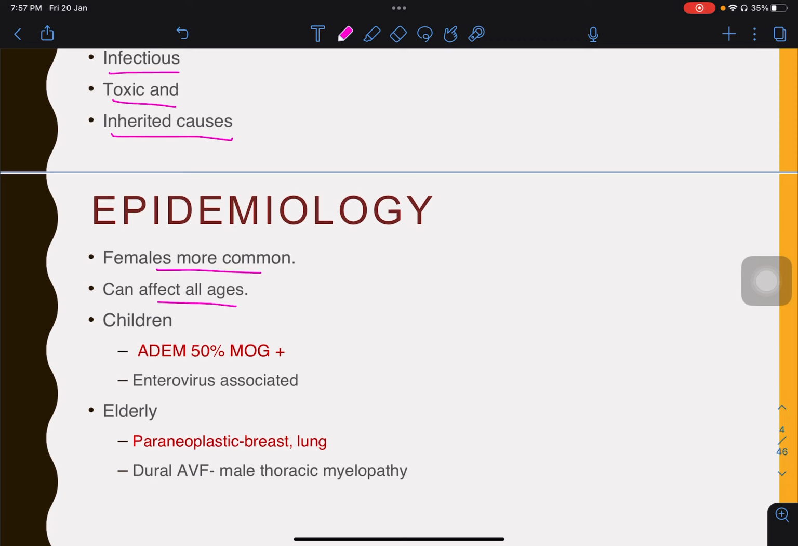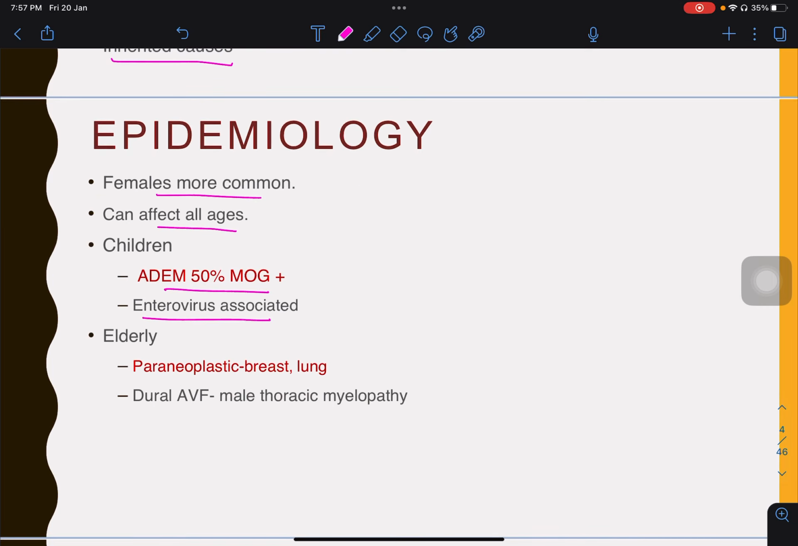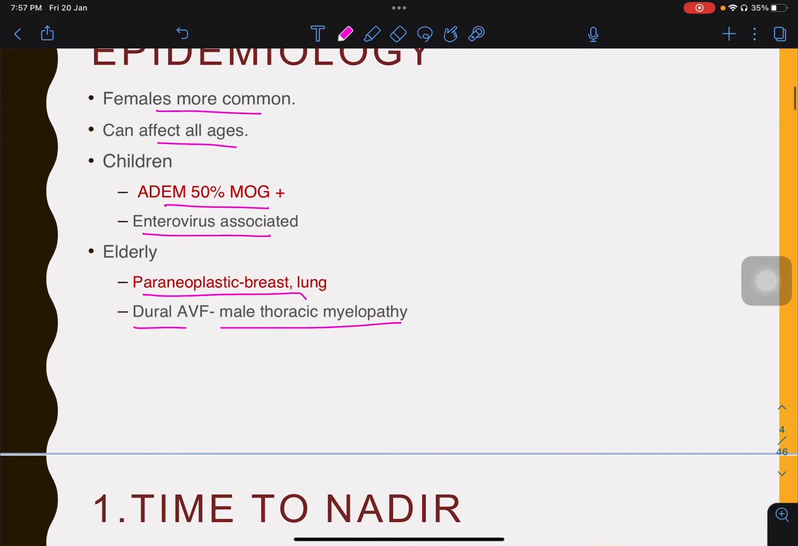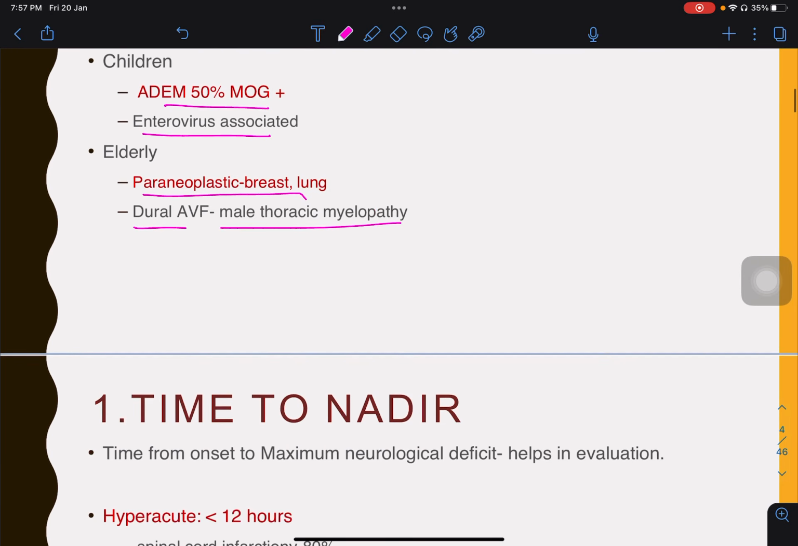An enterovirus associated flaccid myelitis can also occur in children. In the elderly, particularly in males with lung carcinoma and females with breast carcinoma, paraneoplastic myelopathy can occur. And dural fistula can be associated, particularly in an elderly male with thoracic myelopathy.